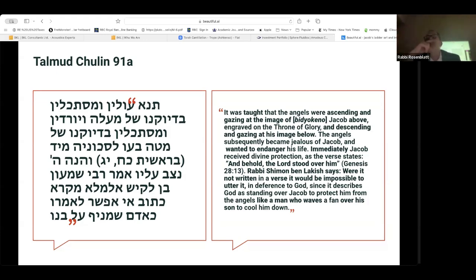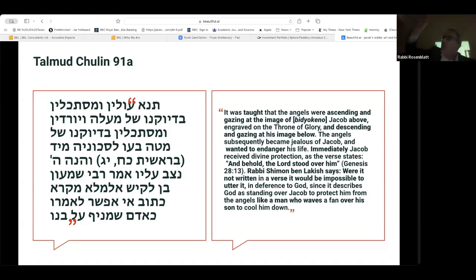V'hinei Hashem nitzav alav. In the verses, it says, and behold, v'hinei sulam mutzav artza, v'rosho magia hashamayma, and there was a ladder that was fixed on the ground, and its head reaches the heaven, u'malachei elokim olim v'yordim bo, and the angels of God go up and down, v'hinei Hashem nitzav alav, and God stood. Alav could mean on it or on Jacob. The Talmud says on Jacob.